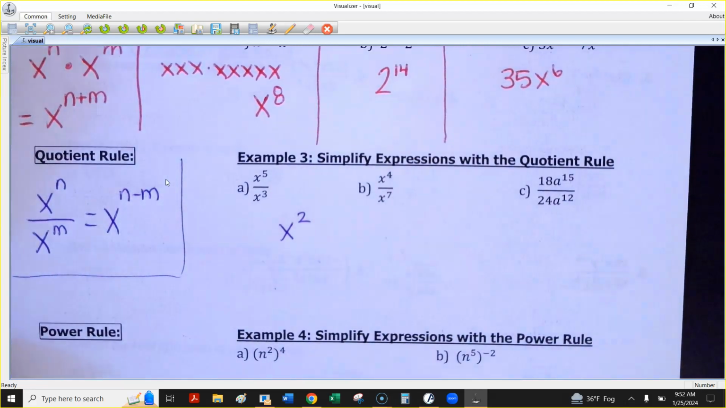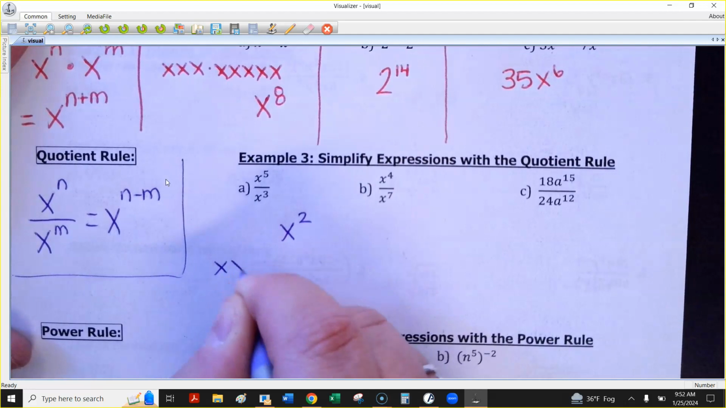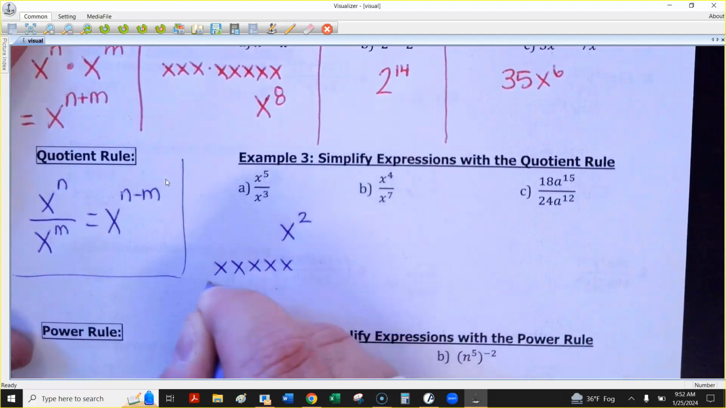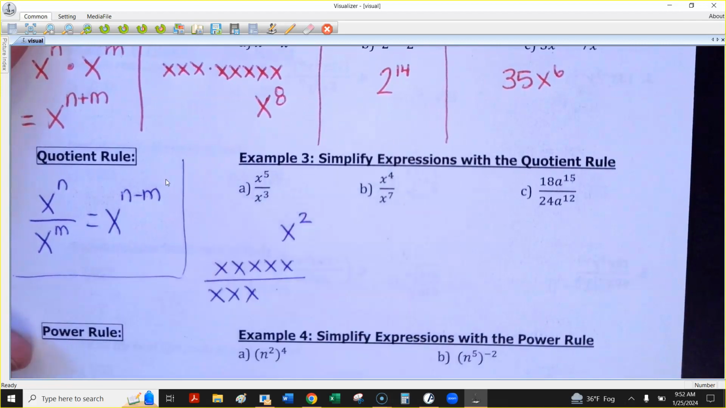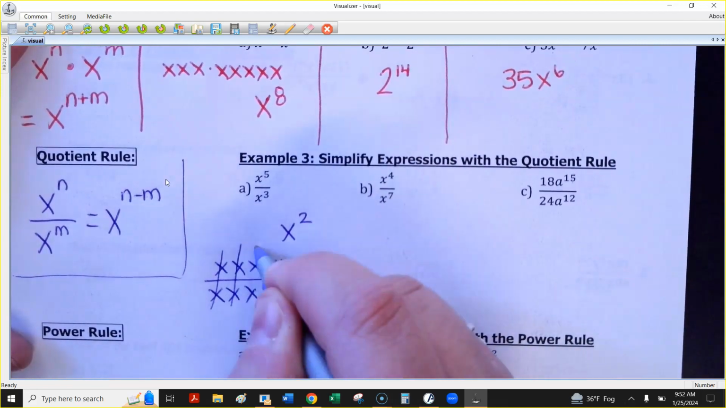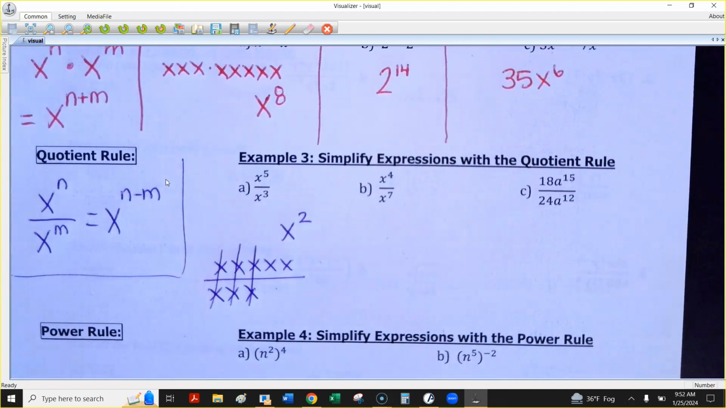If you guys wanted to look at it, and again, you don't have to write this out, I would have x multiplied by itself 5 times on the top, 3 times on the bottom. 3 in the bottom cancel 3 in the top, and so I'm left with 2 in the top, but it might just be a little bit easier to ask yourself, where do you have more?